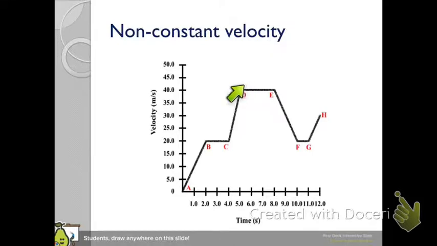E to F, we're slowing down. F to G, same speed. And then G to H, speeding up. So we went the same direction. We were going forward that whole time. But we just went slower, faster, whatever. Okay, good.